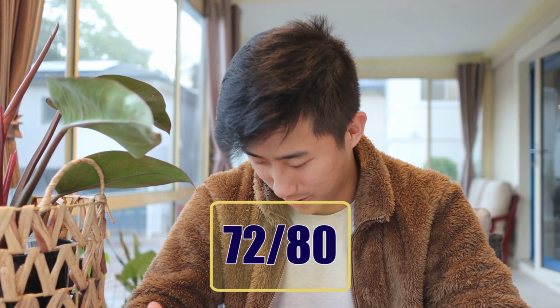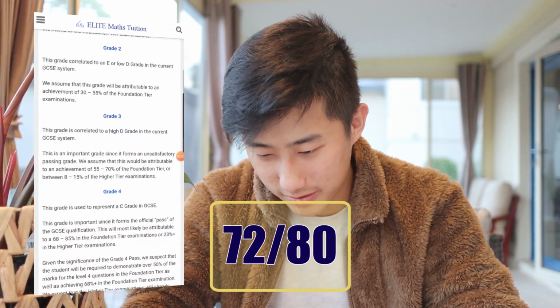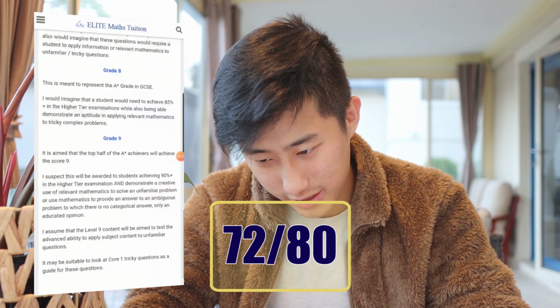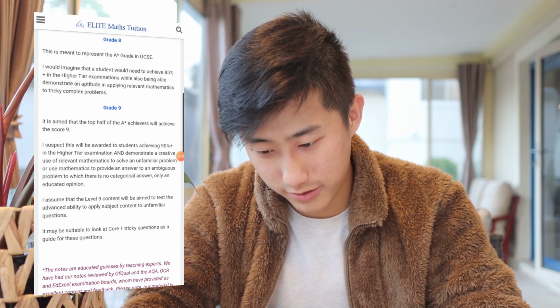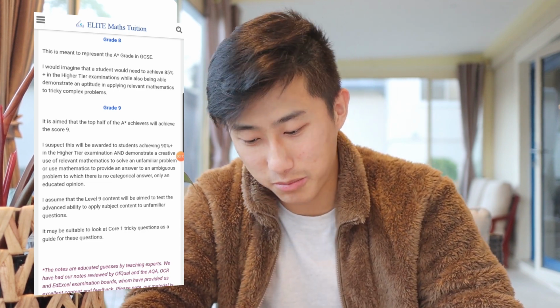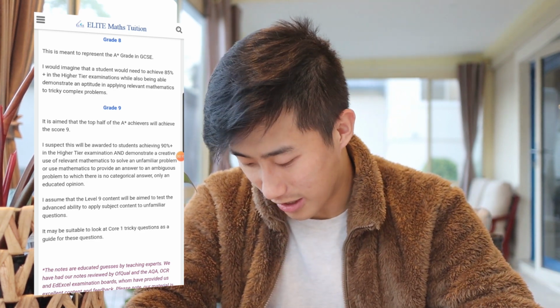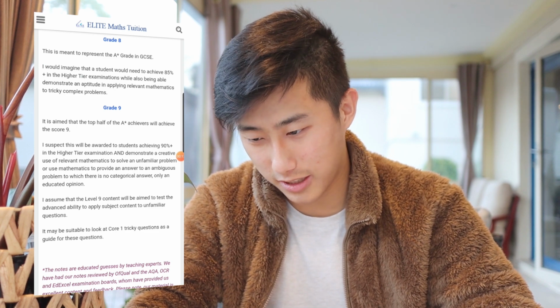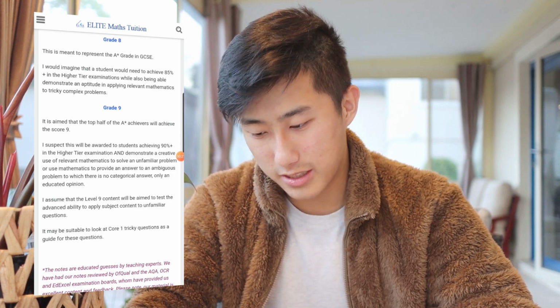Okay, so doing a little bit of digging, I later found out that the 72 out of 80 is 90%, and that is roughly either a grade 8 or a grade 9 in terms of the GCSE for the higher tier mathematics. A grade 8 is 85% plus, and grade 9 is 90% plus, which demonstrates creative use of relevant mathematics to solve an unfamiliar problem, or use of mathematics to provide an answer to an ambiguous problem. So I'm not too sure. I didn't get one of the questions, and I lost a few marks from silly mistakes in the first few questions. So I don't know, this isn't a formal grade or anything, but just based on a rough estimate and guide from educated guesses by teaching experts, it says.